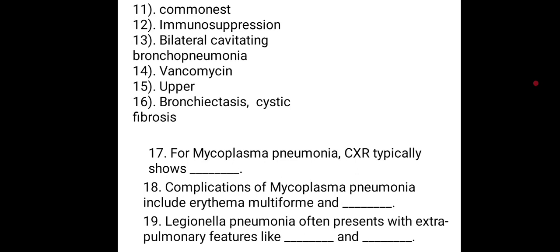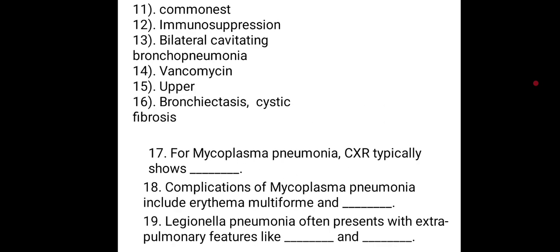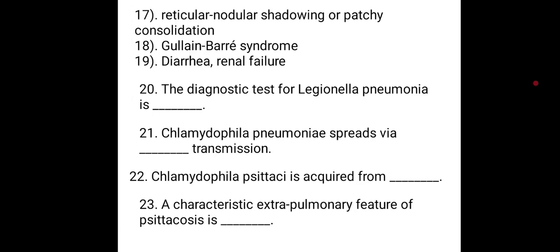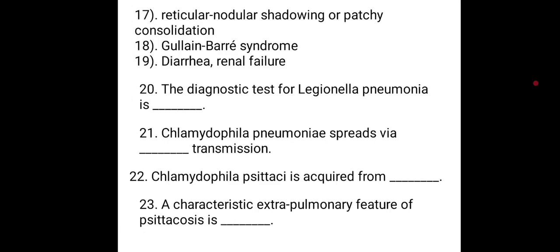Complications of Mycoplasma pneumonia include erythema multiforme and Guillain-Barré syndrome. Complications of Mycoplasma pneumonia are erythema multiforme and Guillain-Barré syndrome. 19 is diarrhea or renal failure. Legionella pneumonia often presents with extrapulmonary features like diarrhea or renal failure.